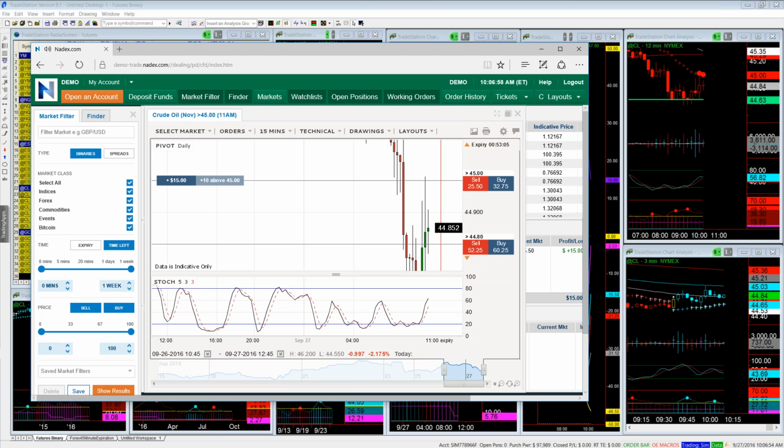Let's see if we can go up off of here. I don't really like trading the 3 minutes right now. The market's just not moving sufficiently for trading a 3-minute chart, in my opinion, of course.